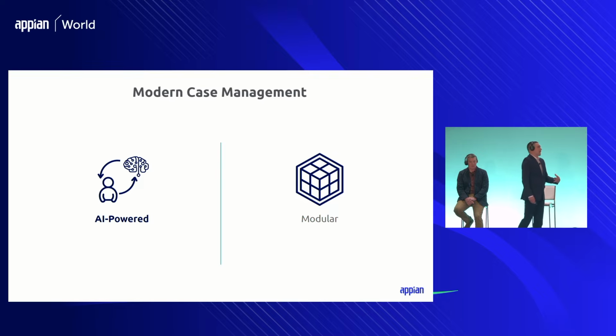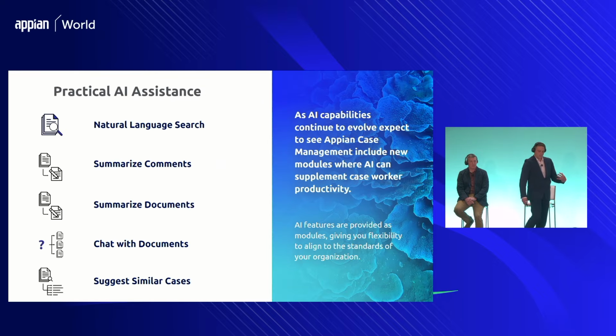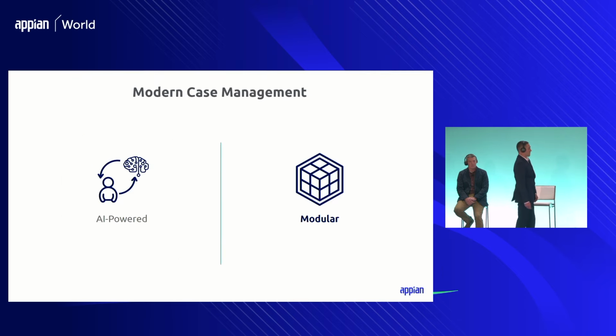So we've really modernized case management to make it AI powered. And what does that mean? Well, it's practical AI assistance at every step of the case for your end users. You have natural language search, the summarization of comments and documents, being able to chat with your documents, the suggestion of similar cases, intelligently triaging work, all with AI. As you can see there, we're going to continuously adapt this as these generative AI LLM features keep progressing to stay up to date, because it's modular, right? So we can do this without breaking what you build on Case Management Studio. We can deploy it very easily. And that speaks to the modular nature as the other big principle of this.